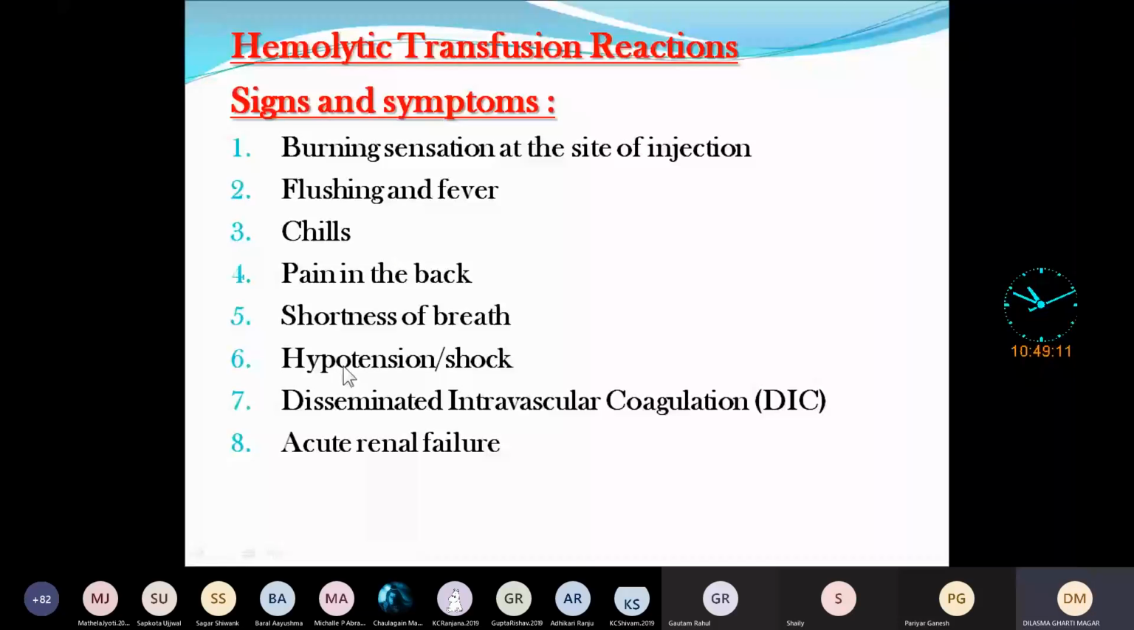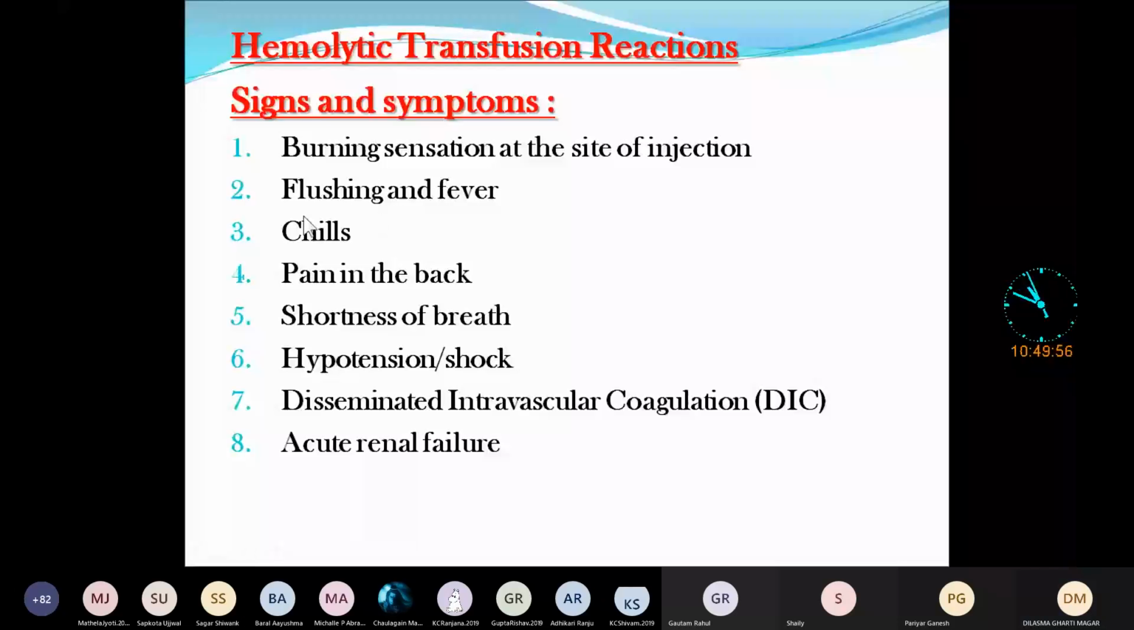And under the hemolytic transfusion reactions, it can also lead to disseminated intravascular coagulation, and sometimes to acute renal failure, not chronic renal failure, but acute renal failure. Under the hemolytic transfusion reactions, there can be a burning sensation or irritation at the site of injection, means where the blood is flowing, near the needle that is pricked for the blood transfusion. At that site there will be a burning sensation, and there can be flushing and fever. The patient will say, I'm having fever, I'm feeling warm.